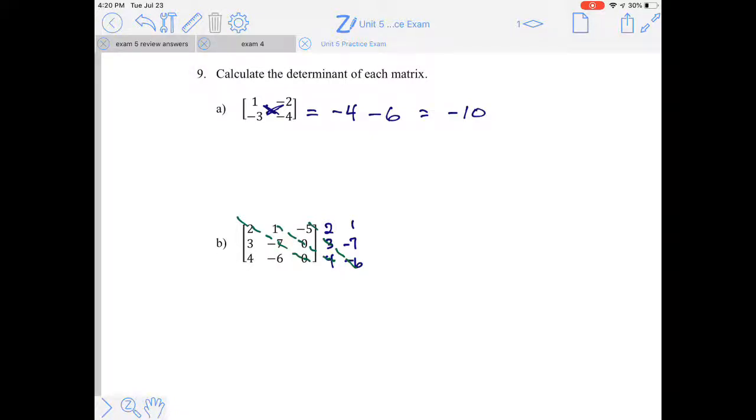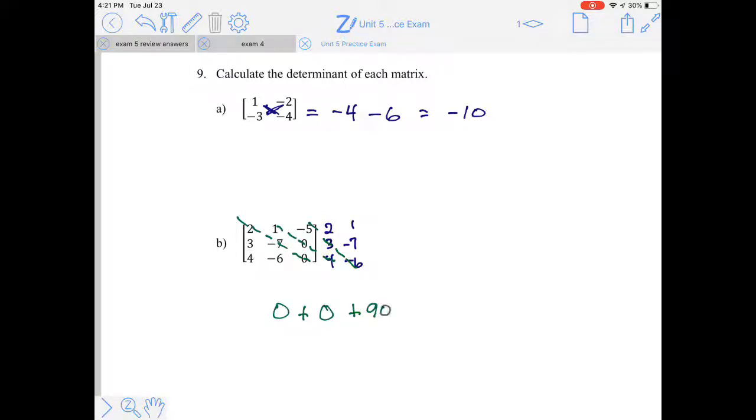So you find all three of those products and add them together. That's the diagonal multiply method. So that direction, when you're going top left to bottom right, those three products you add together. So 2 times -7 times 0, that's 0. And then 1 times 0 times 4 is another 0. And then -5 times 3, that's -15. -15 times -6, that's 90.